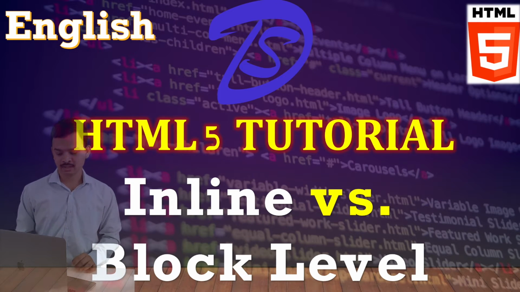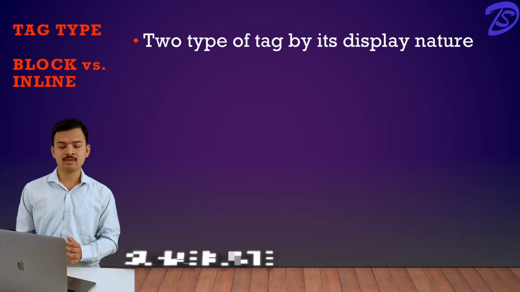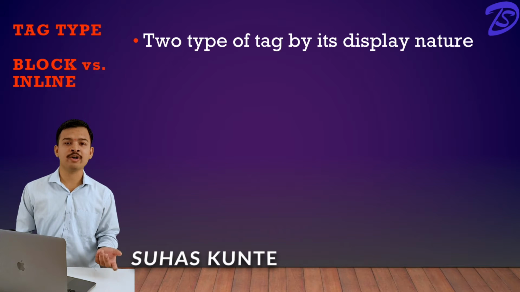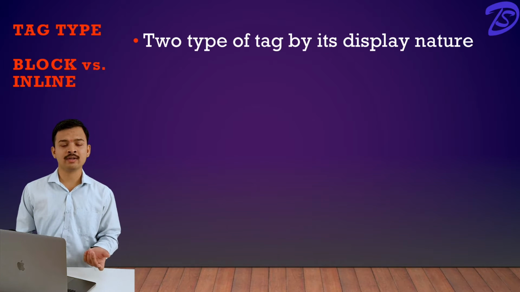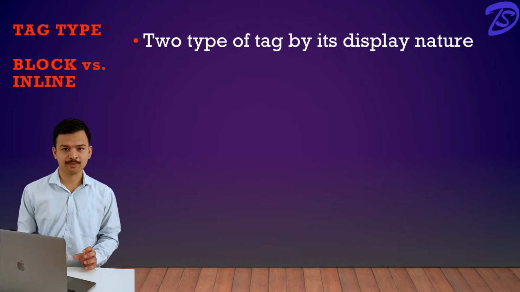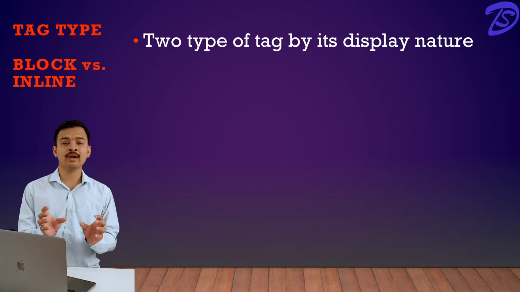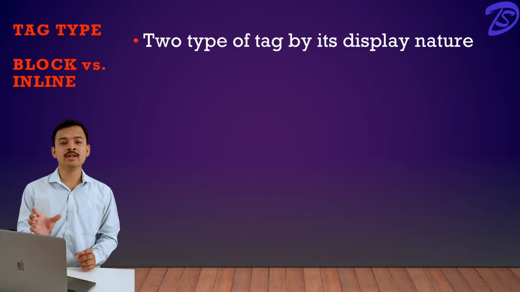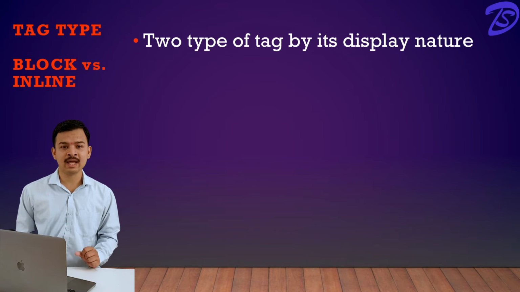Today we will see what is an inline element and what is a block level element. Till this video we have seen the comment tag, body tag, h1 tag, meaning heading tags, and paragraph tags. So all these are tags. These tags are divided into two categories by their display nature. How they will be displayed, how they will be processed by the browser, it divides them into two categories. One is inline element and the second is block level element.